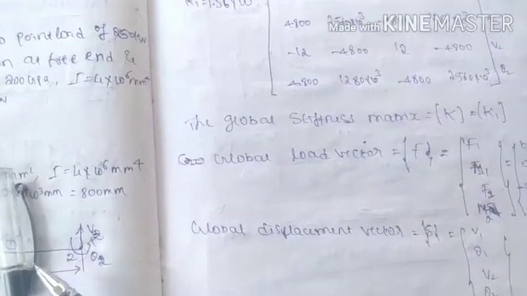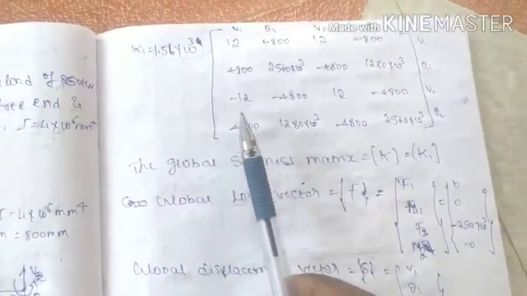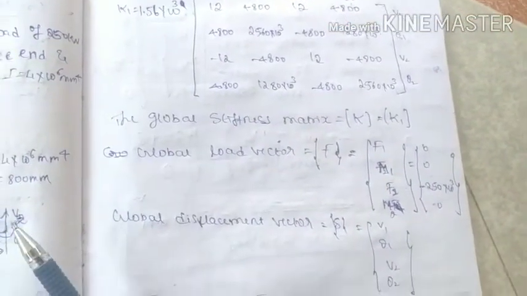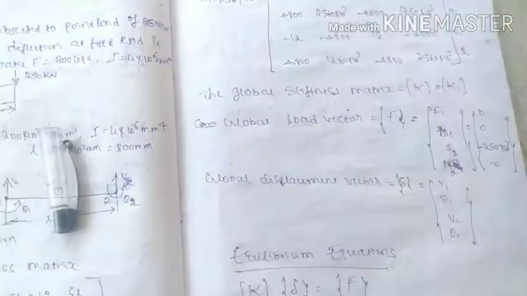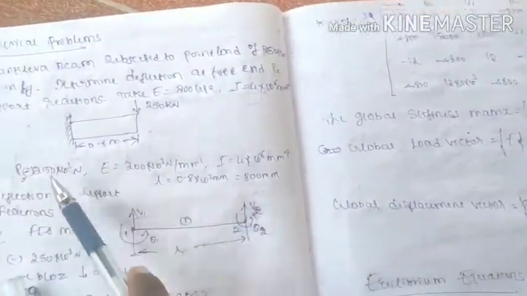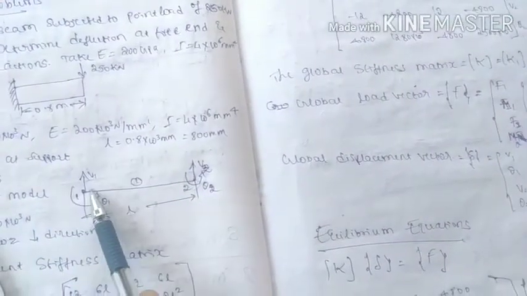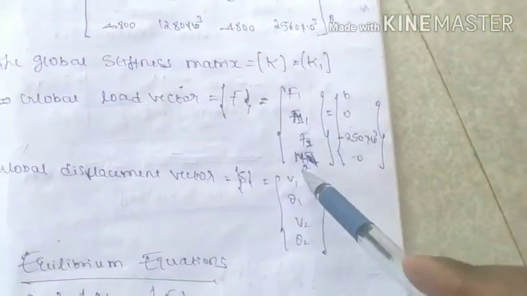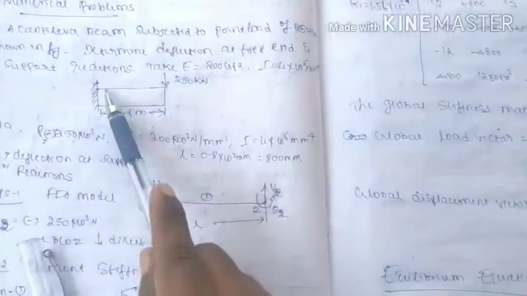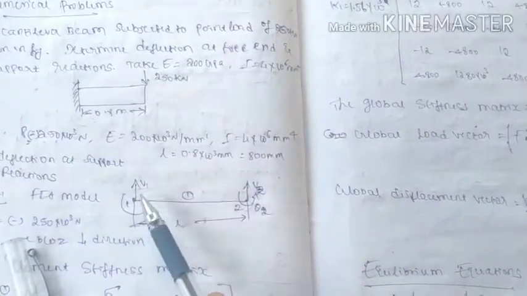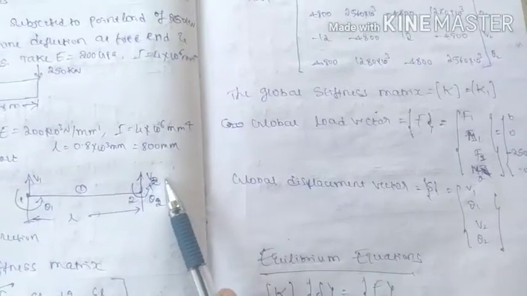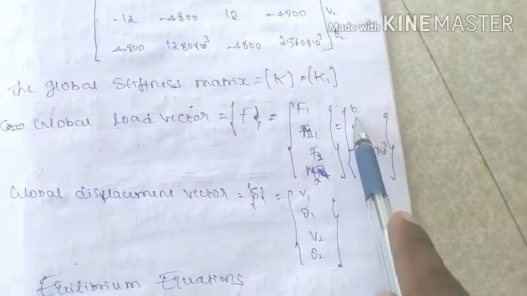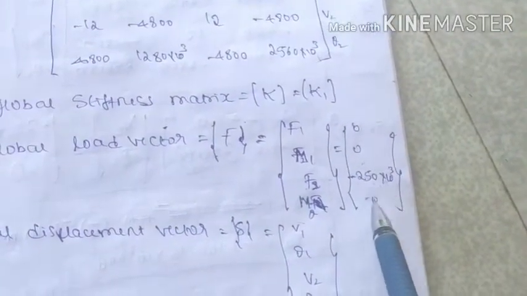Now we need to find the global stiffness matrix. Here it is only one element, therefore K is nothing but K1 only. Next, global load vector. So the global load vector F is with respect to the point load. At node 1, F1 M1, and at node 2, F2 M2. At node 1 there is no load acting vertically as well as couple, therefore F1 is 0, M1 is 0, but F2 is present, that is minus 250 into 10 raised to 3 Newton, and M2 is also 0.